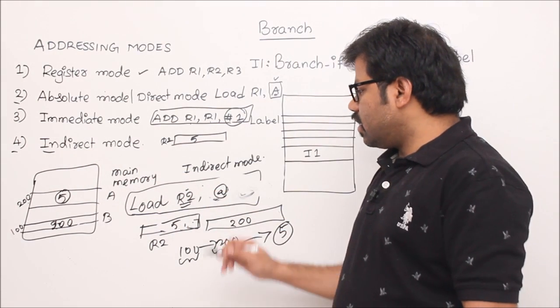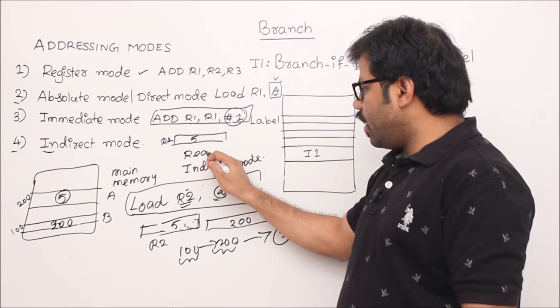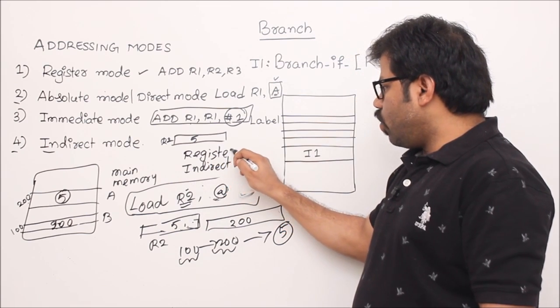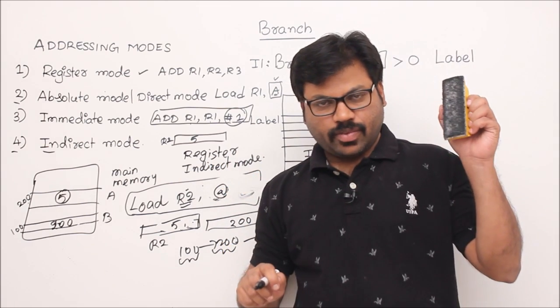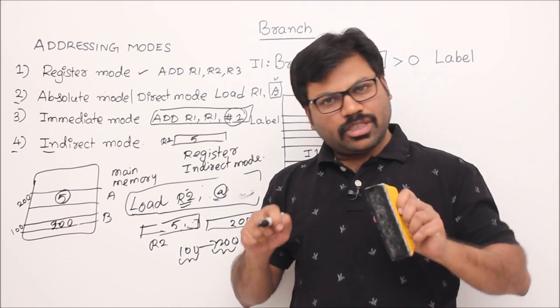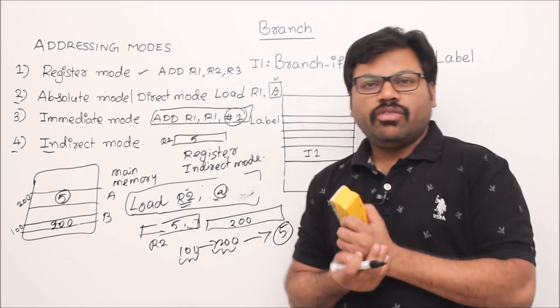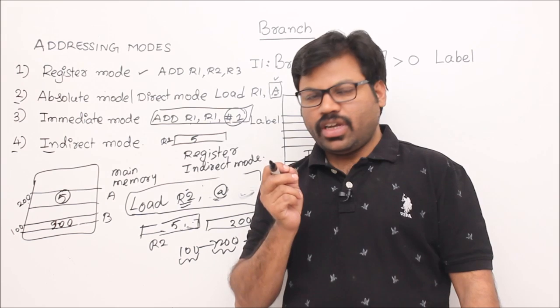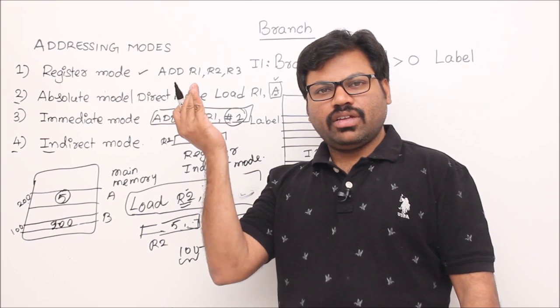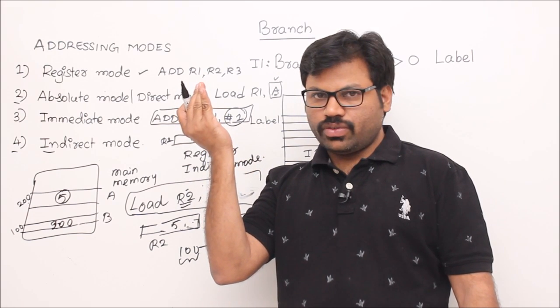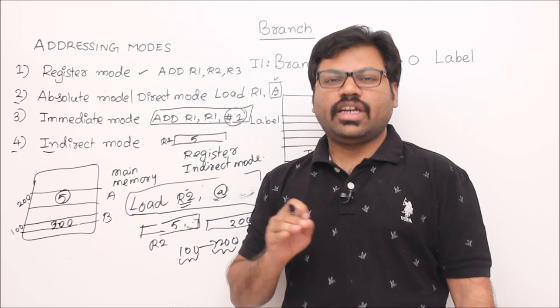There is another variation called register indirect mode. We have seen already, right? In the register indirect mode, first we will go to the register. The address of the register will be specified in the instruction. We will go to the register, you get a memory address, go to that memory, then you get the value. That mode is called register indirect mode.